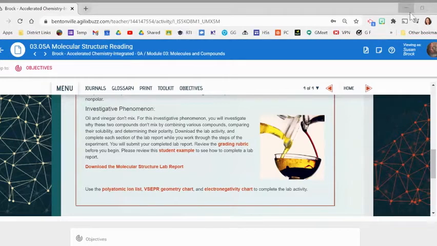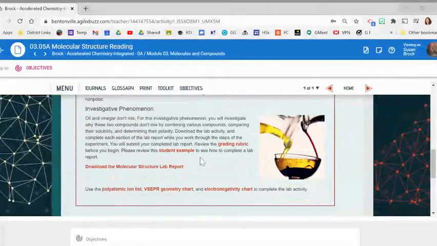Hi, everybody. I just want to give you a little help on your lab. The lab is in a really weird place. It's at the end of the reading. Here you can see it's at the end, page 4 of 3.05a.